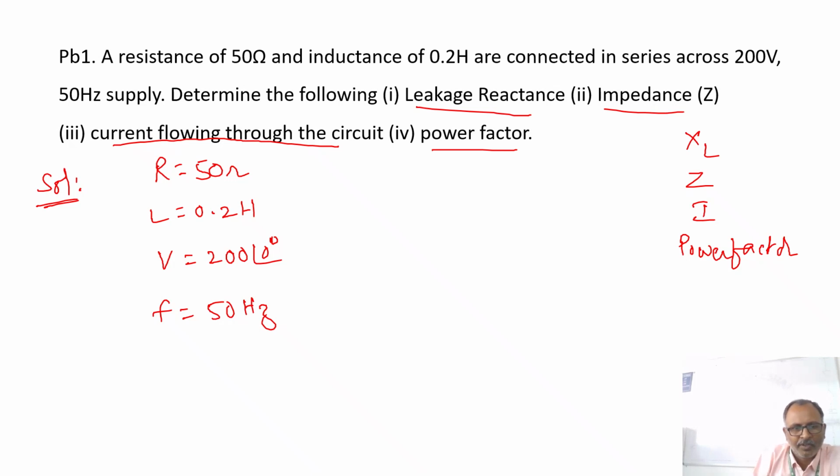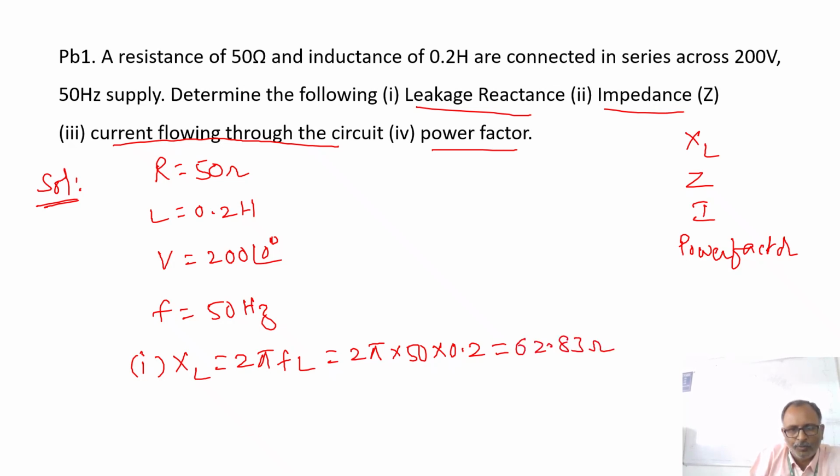Now let's find out the first one, leakage reactance. It is given by 2 pi FL. 2 into pi into F value is 50 and inductance is 0.2. If you multiply all this, you come across 62.83 ohms. And then as XL is over, we need to find out Z, impedance.